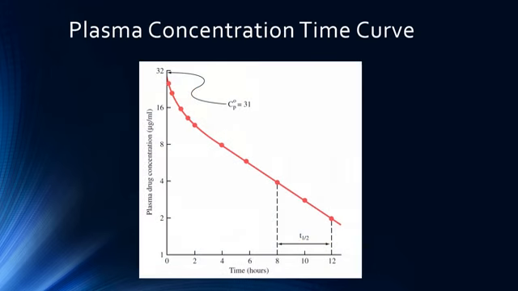So this is what that looks like. We have peak plasma concentration and this reduction by half each time. For this particular drug, this is a 4-hour half-life. So every 4 hours, we're going from 32 up here to 16, 4 hours later 8, 4 hours later 4, 4 hours later 2, etc., etc.